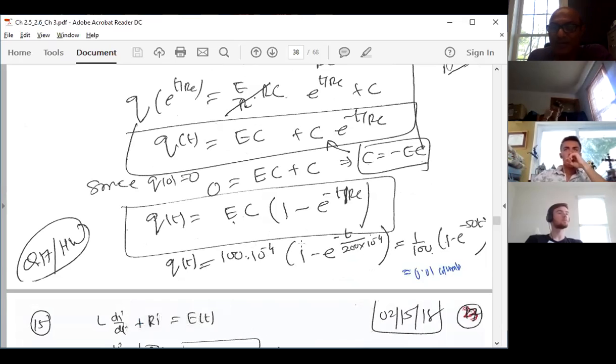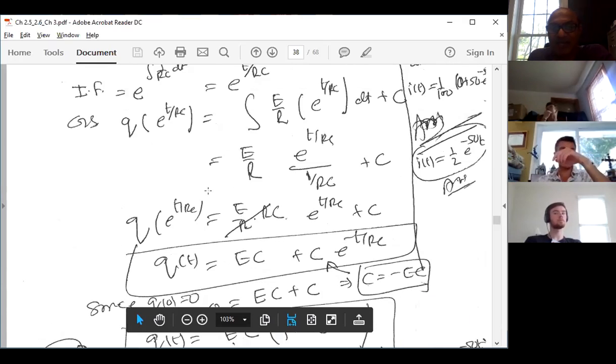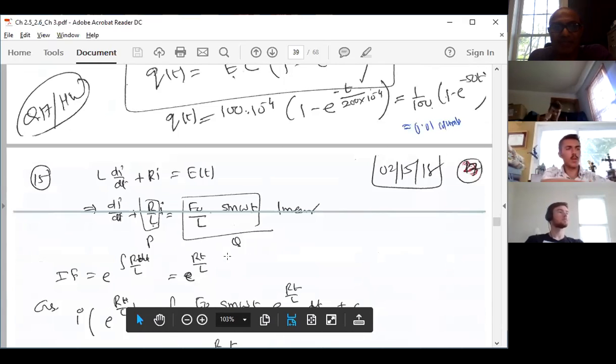That is, yeah, Faraday, and 1 minus this one. So just plug these values and finally you're going to get the answer, which is 0.01 Coulomb. Your example number 17 is exactly parallel to example number 16. So just please do this. Example 17 is parallel to example 16.